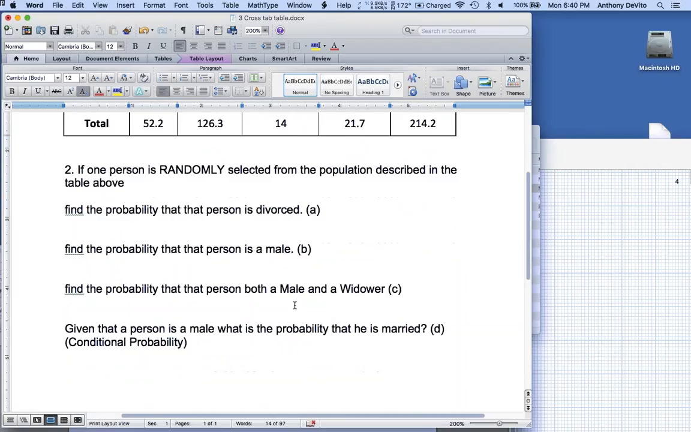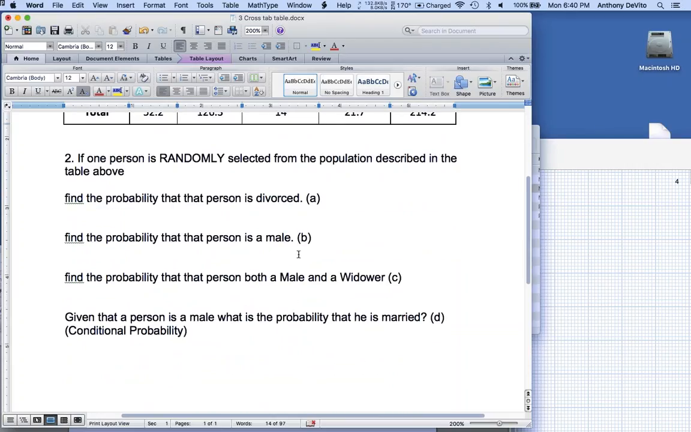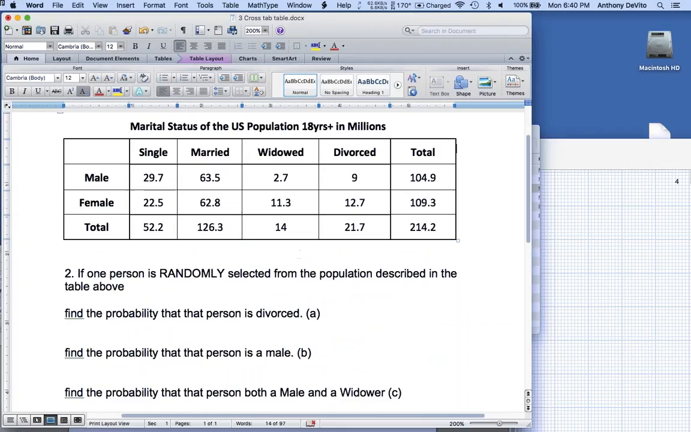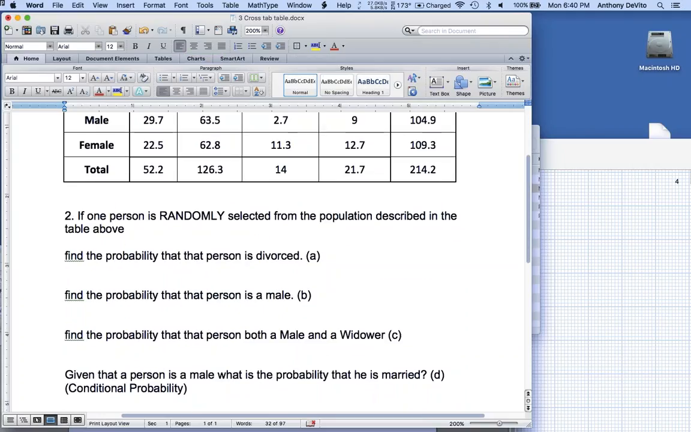Okay, so now let's take another look at something. What's the probability that a person is both male and a widower in this population? Again, what's the size of the population? 214 million. How many of those people are both male and widowed? 2.7. So what's the probability we randomly select a person and they're both male and widowed? 2.7 over 214, right? About 1% or so, a little bit more than 1%.